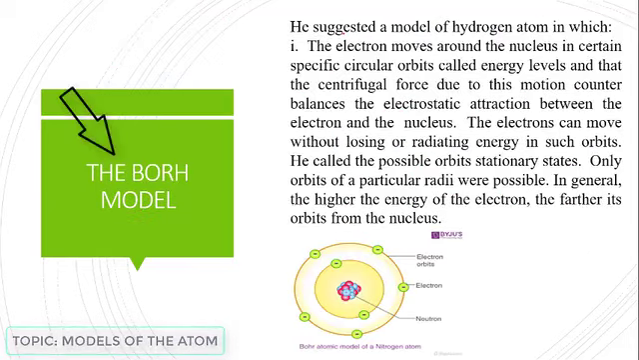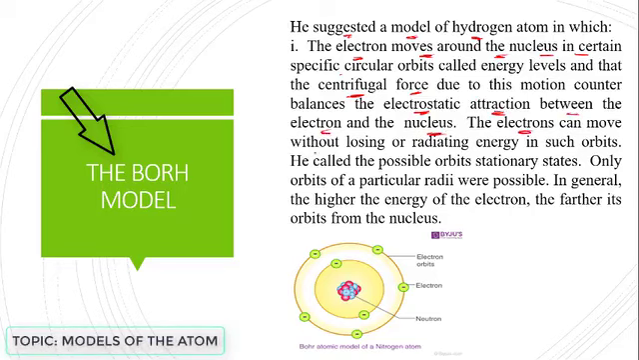Now, Niels Bohr's model suggested a model of the hydrogen atom in which the electron moves around the nucleus in certain specific circular orbits we call energy levels. Now, these energy levels are a result of a centrifugal force which balances the electrostatic attraction between the electron and the nucleus.